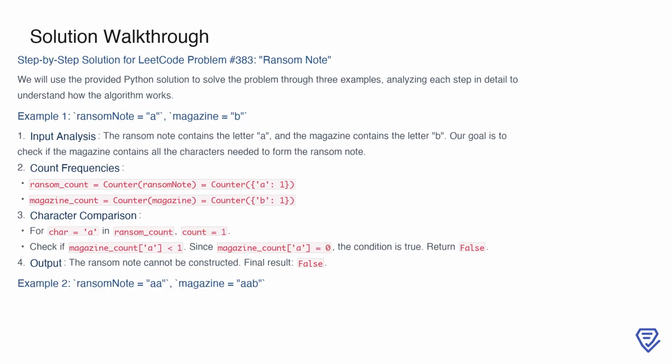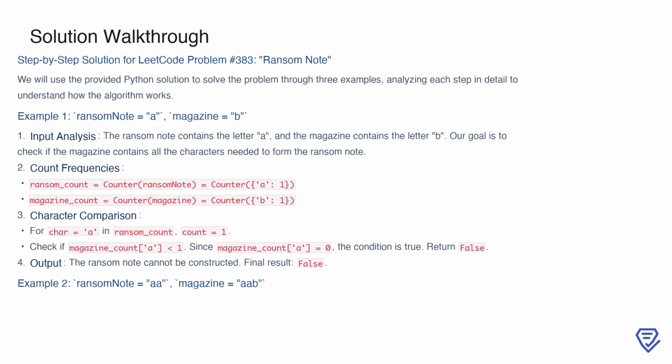To solve LeetCode problem number 383, Ransom Note, we need to determine if we can construct the ransom note string using characters from the magazine string. Let's analyze this through a few examples. In the first example, the ransom note contains the letter A, and the magazine contains the letter B. Since our task is to check if the magazine contains all the characters needed for the ransom note, we start by counting the frequency of each character in both strings. Using Python's Counter, we find that ransom_count is {A: 1} and magazine_count is {B: 1}.